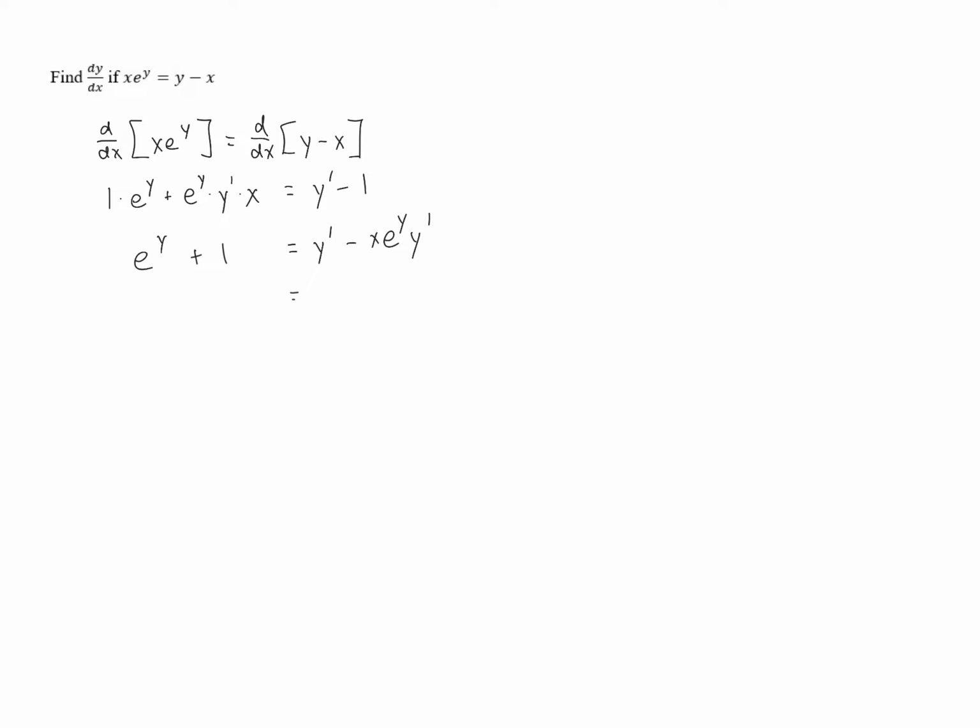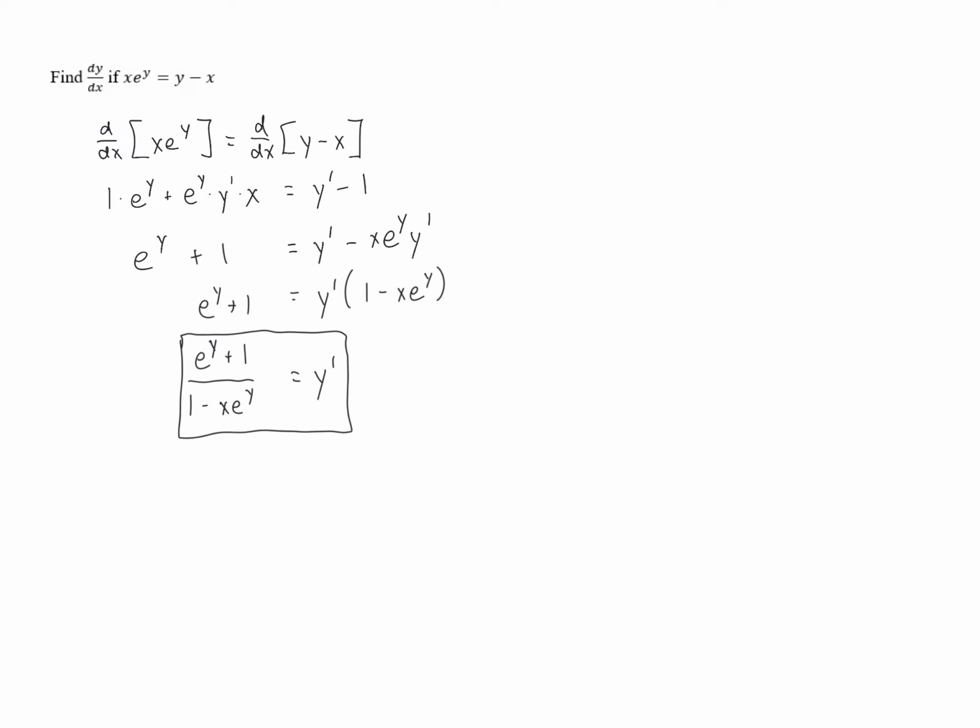Now we can factor out that y prime on the right. That leaves us with 1 minus x e to the y. On the left, we've got e to the y plus 1. And then to get y prime alone, we divide by everything in those parentheses. So we end up with e to the y plus 1 on the left, all over 1 minus x e to the y. And that is our final answer.